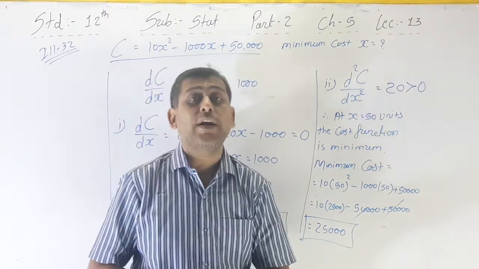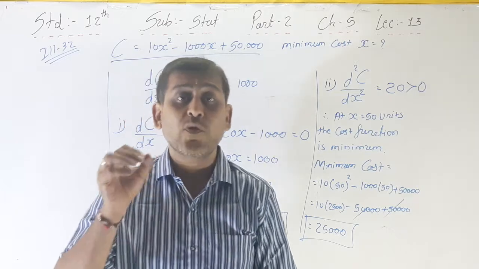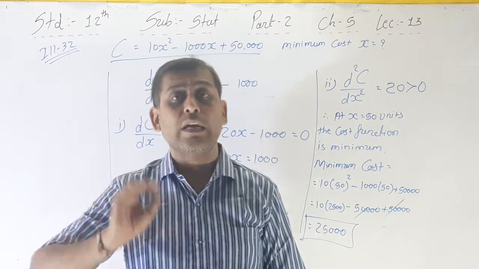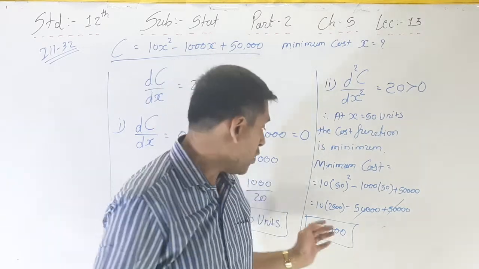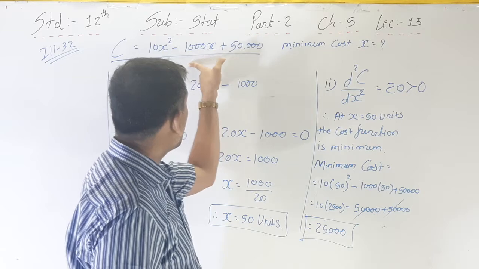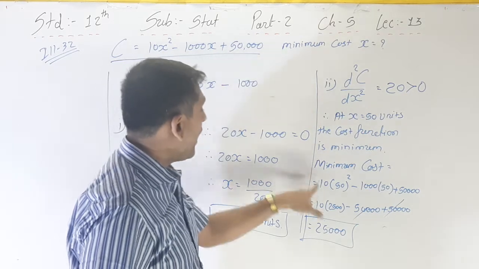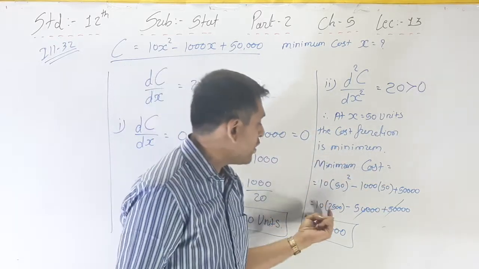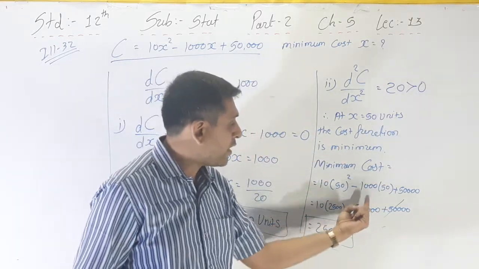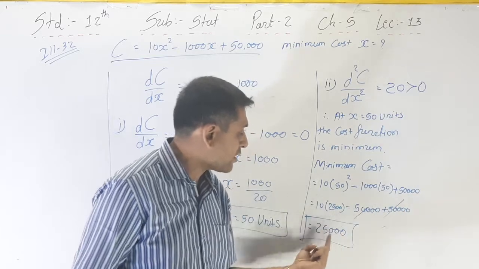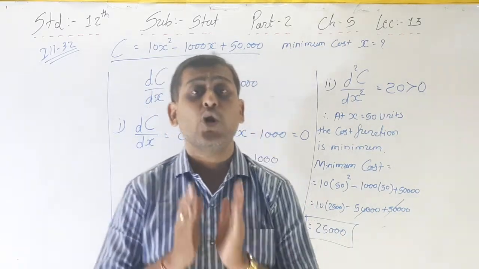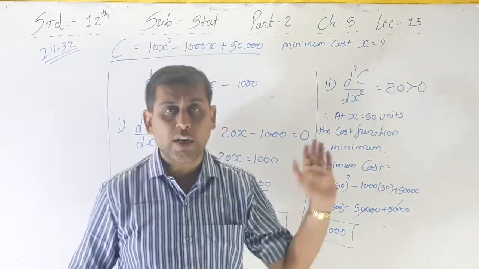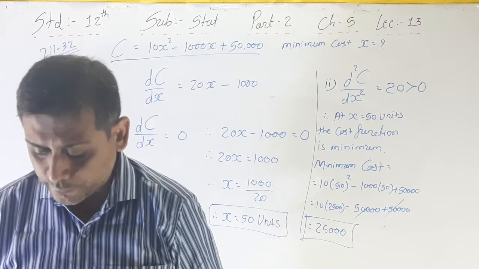And now we have to find out the minimum cost. So we have to write that to find out the minimum cost, put x equal to 50 into the production cost function. I am putting 50 into the original function: 10 into 50 square minus 1000 into 50 plus 50,000. So here 25,000, then the 50,000 minus plus cancels, and that's why the final answer, your minimum cost, is 25,000. Okay, so here your illustration number 32 is over.